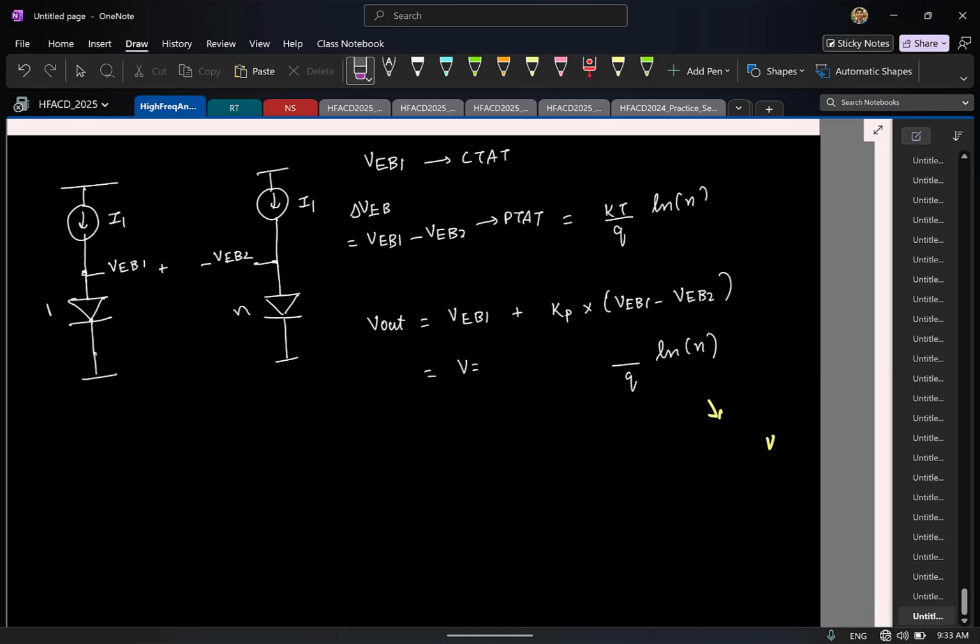Yeah, so all I need to do is the following. I have to generate my output as VEB1 plus Kp times (VEB1 minus VEB2), right? The point to always remember is this: if I take one single diode voltage, it is complementary to absolute temperature. If I take the difference between two diode voltages, that is proportional to absolute temperature. All we are doing is adding these two by scaling one term, that's all. So now let's see how we can implement this in a circuit.